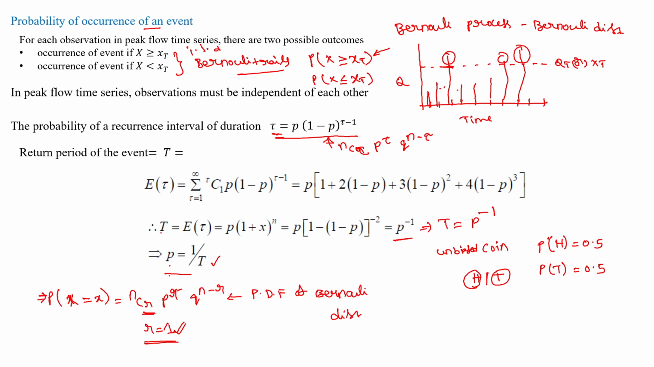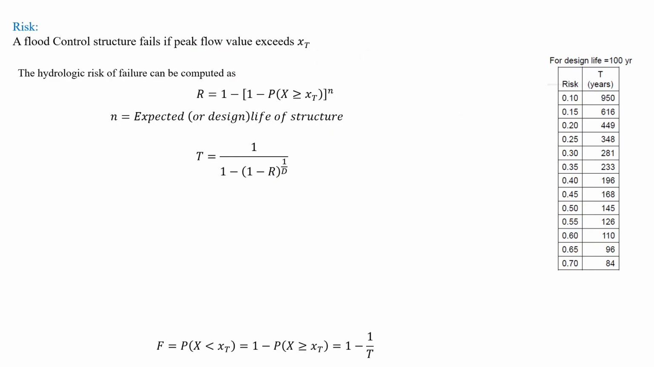This is a mathematical equation, but how can you calculate it from the data? Let's say you have data of 100 years or 50 years. You can calculate the recurrence interval series: tau 1, tau 2, and so on, tau n. From there you calculate the expected tau value, and from there you get a capital T. So 1 by capital T gives the probability of occurrence of an event. Once we know the probability of occurrence of an event, it is a piece of cake. We can fit the model and proceed further.